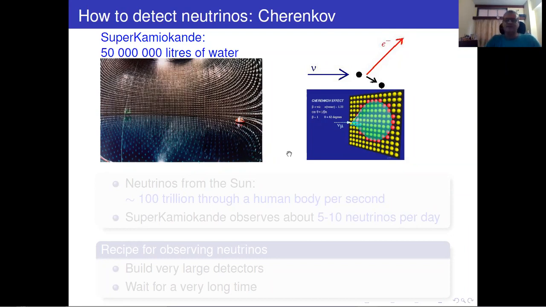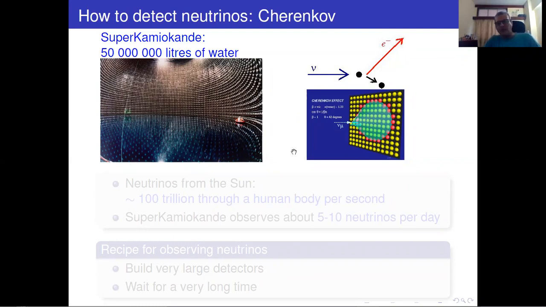Any particle which is charged and travels in the medium faster than the speed of light produces Cherenkov light. And this Cherenkov light travels in the form of a cone. This cone can be reconstructed by looking at the signals coming in the photomultipliers. So that's the way that you try to identify neutrinos, especially in detectors of this kind.